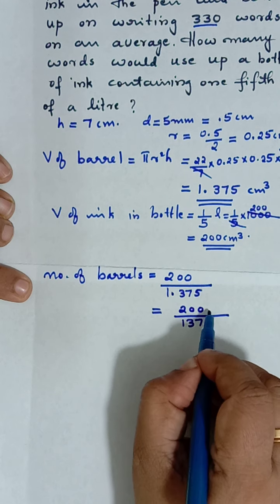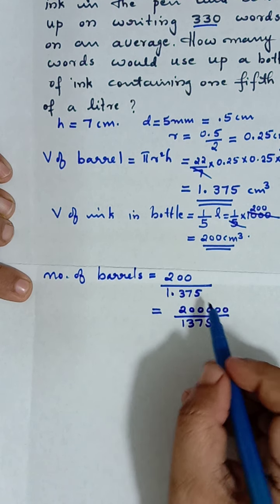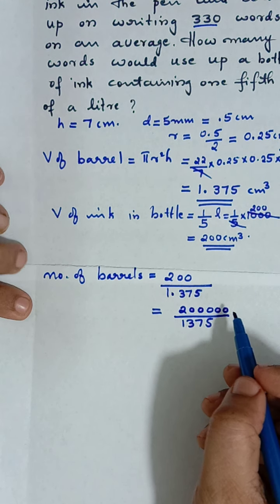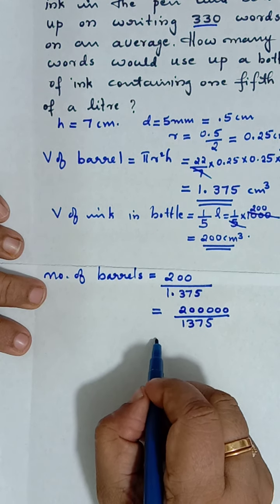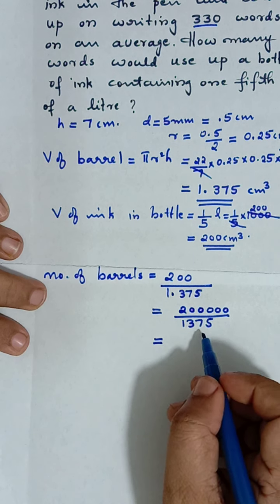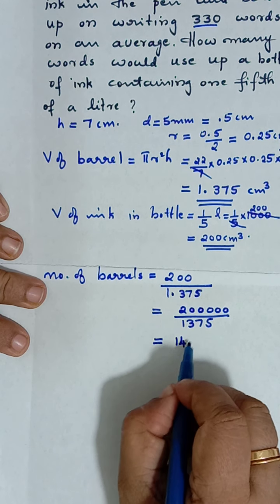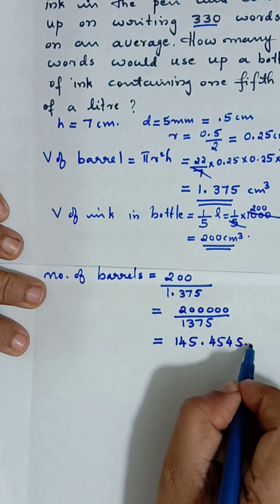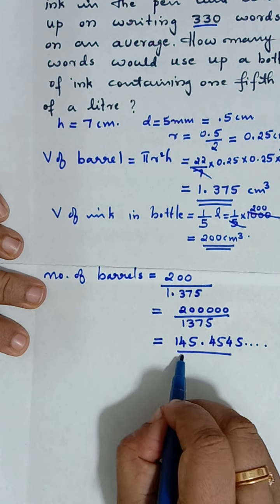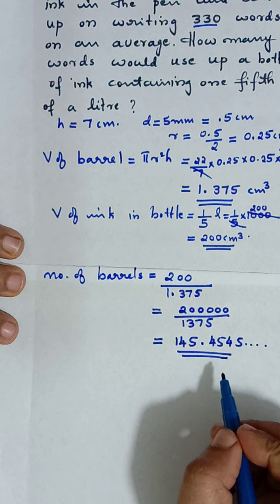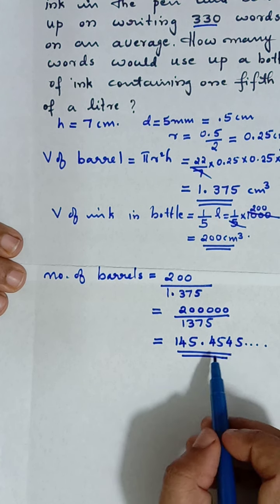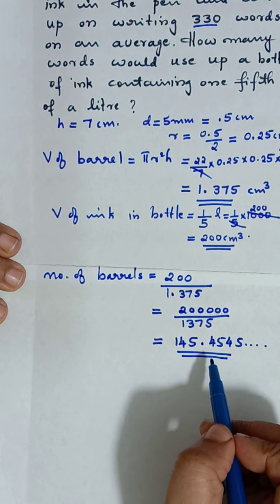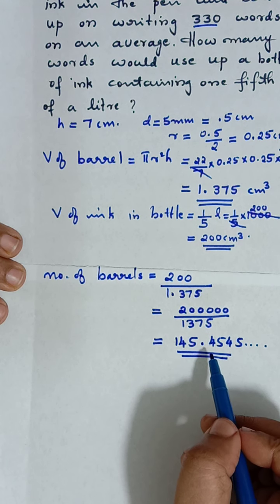We have 200 here. Give 3 more zeros. That means you are multiplying by 1000 in the numerator and denominator. You have to cancel, then do the division. After cancelling, you will get the value 145.4545, it goes on like that. Please do the calculation. This is the number of barrels. We know that we cannot have it like this. We have to round it. Anyway, we will round the answer. The last answer will be rounded up.